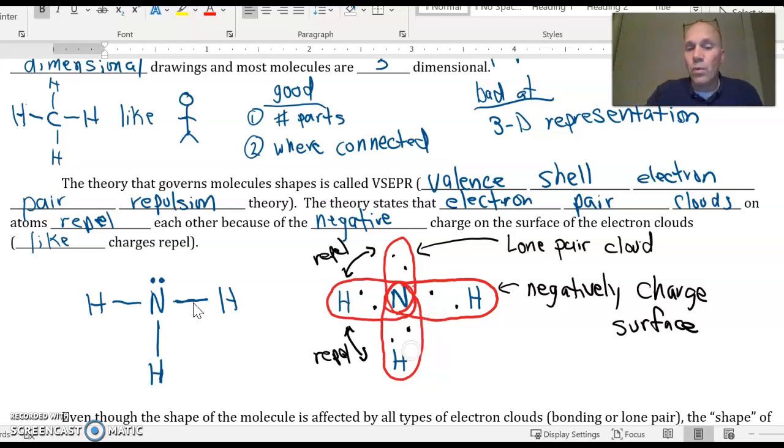And what ends up happening is that when you have certain numbers of these electron clouds, it ends up creating certain types of shapes. All right, and so that's what we're going to talk about here is the types of shapes that you would encounter.